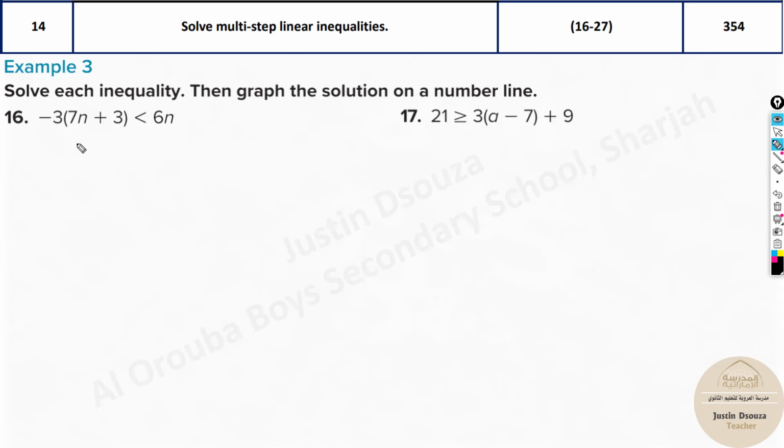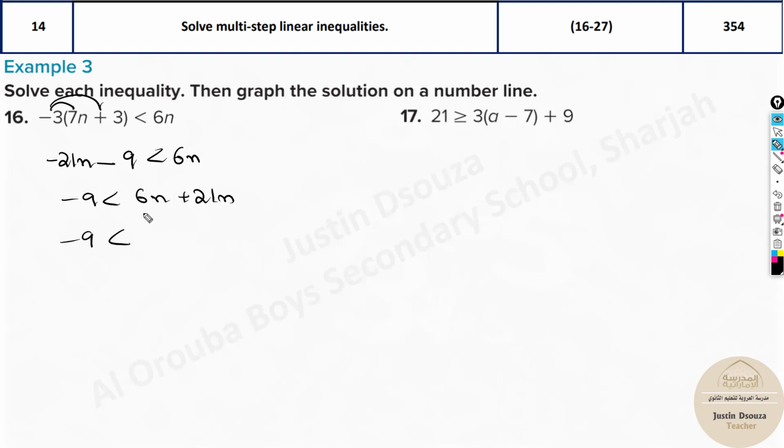We have to solve it just how we do multi-step equations. Multiply this minus 3 inside using the distributive property and then solve. Minus 3 times 7 would be minus 21n, minus 3 times 3 is minus 9. Whenever there's a minus and a plus, both become minus. Less than 6n. Now take the smaller number to the other side. Here this is negative, so it doesn't matter which number this is, negative numbers are smaller than the positive numbers. Therefore, minus 21n goes to the other side. It will be minus 9 less than 6n plus 21n.